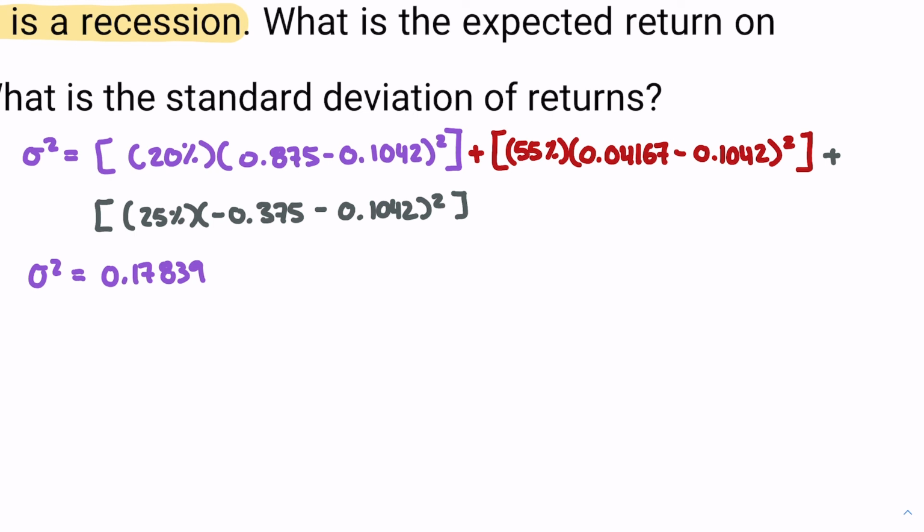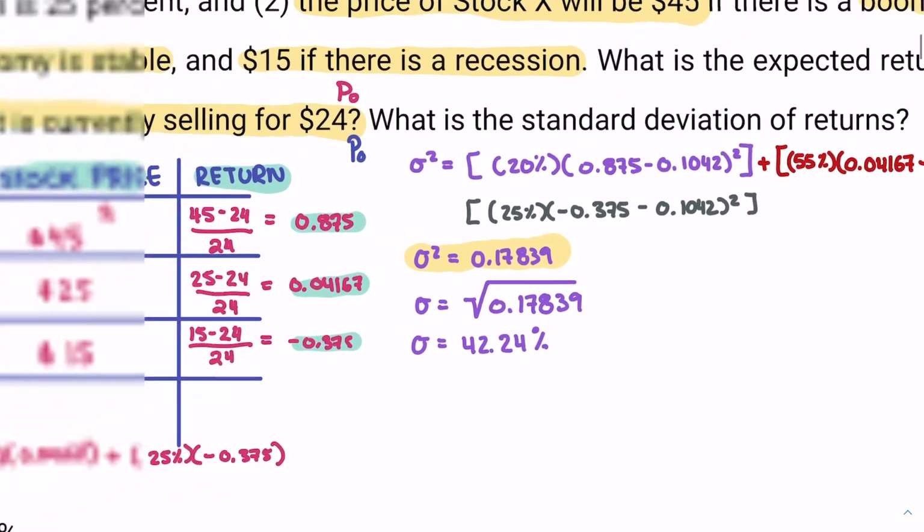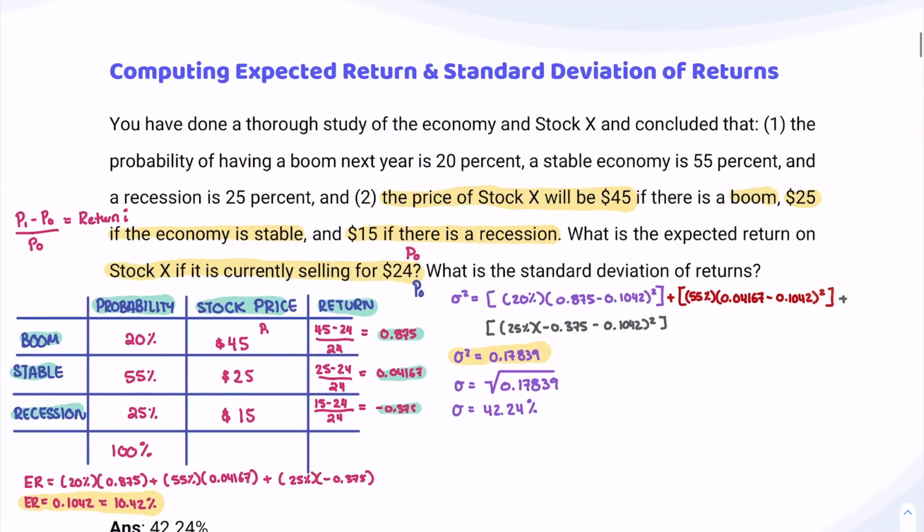Now, one last thing, by the way. Obviously, that's not our standard deviation. What we just got here is our variance. Our variance and our standard deviation are slightly different. So you need to take the square root of this value, the square root of 0.17839, such that you actually get the standard deviation of your returns. And in this case, all you have to do is this, such that you get the following value, 42.24%. If I'm not mistaken, that is the correct answer.